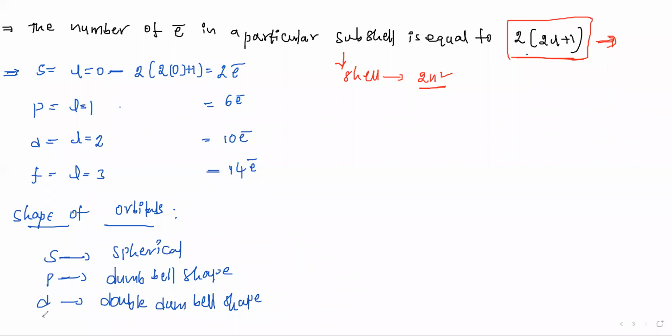And the shape of F orbital is a complex shape. We can't draw this one. Later we'll discuss the shapes of all these orbitals. In this one, only S orbital, P orbital, D orbital shapes. Now this one is completed: angular momentum quantum number.